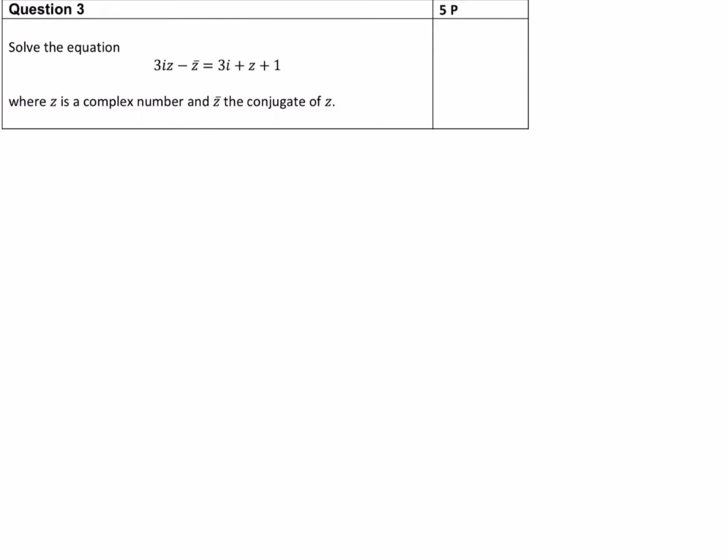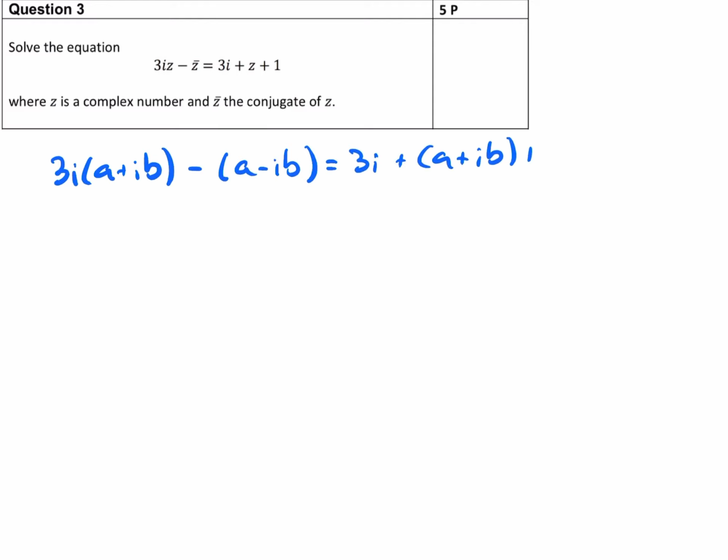Question 3. Here we need to solve that equation where z is a complex number and z dash is the conjugate of z. So if z is a complex number, z has the shape a plus ib, and the conjugate has the shape a minus ib, is equal to 3i plus a plus ib plus 1. Just expand all this. We have 3ai.